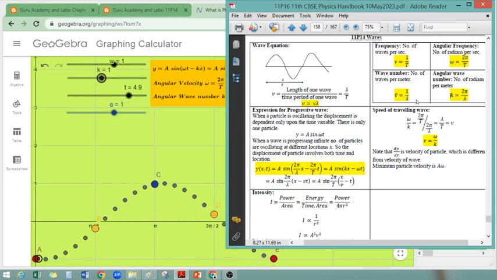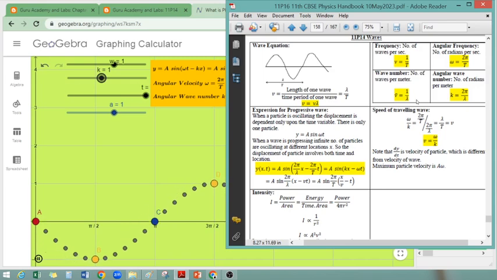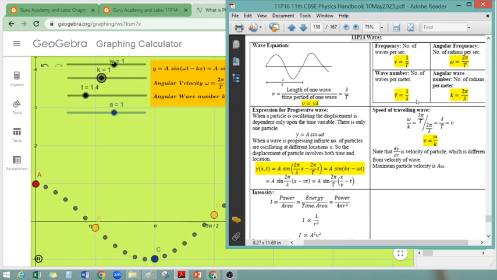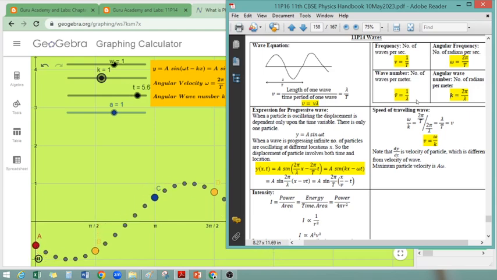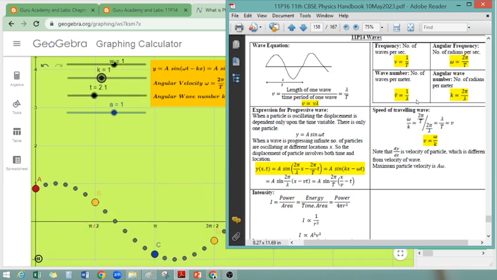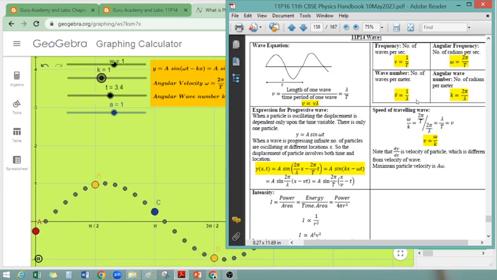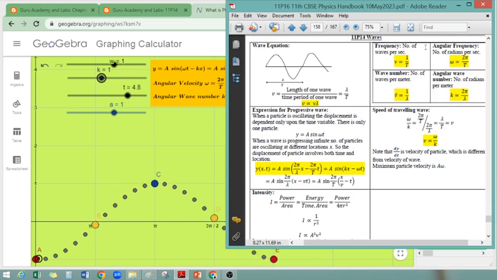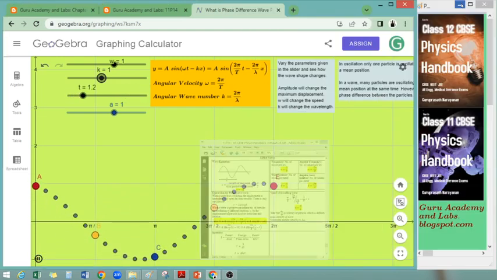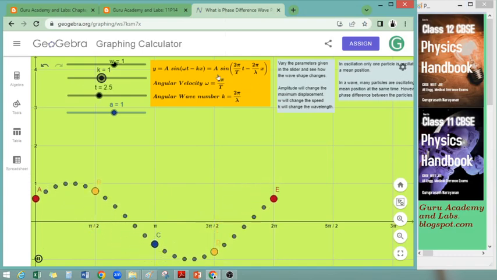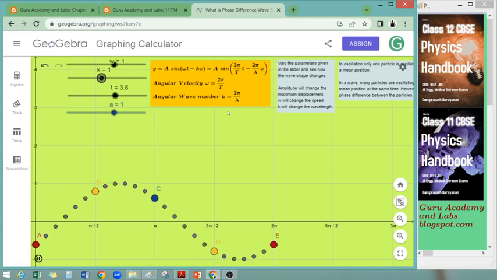I hope you are able to appreciate that in an oscillating particle there is only one particle and it's changing with respect to time, which means you will have only omega t. Now in a wave you have many particles oscillating. So that's why you have the second term called kx. That's the importance of this.